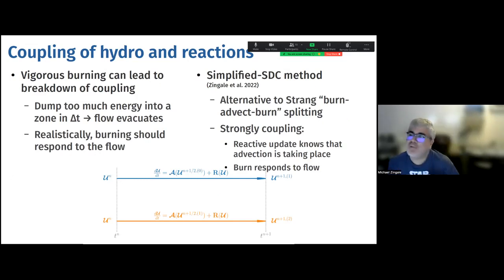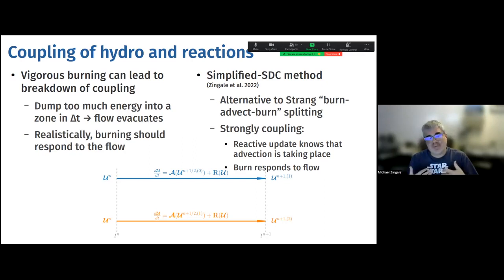To get around this problem of having to cut the time step in order to accurately evolve a reactive flow system, we've been developing new time integration techniques that strongly couple hydrodynamics and reactions. What's often done in reactive flows, especially in astrophysics, is an operator split method, where you burn for half a time step, advect for a full time step, then burn for the second half of the time step. And if you do this correctly, and I will note that a lot of times it's not done perfectly correctly, you can be second order accurate in time. But when you're reacting, you don't know that there's advection going on. And when you're advecting, you don't know there's reaction going on.